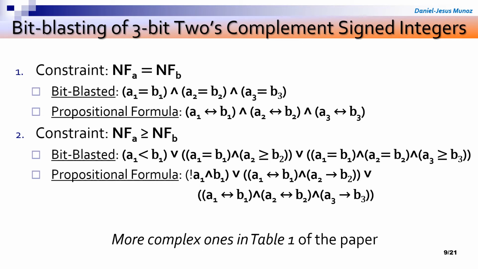Each numerical feature goes from a range from -2 to 1, because we are using a 2's complement signed integer. That means we need 3 bits, 1 for the sign, 2 for the values. How do we check that the two numerical features are equal? Then all the bits must be equal. And what's the propositional formula? A direct transformation of an equality to an equivalence. That's converted. Second one is a more complicated one.